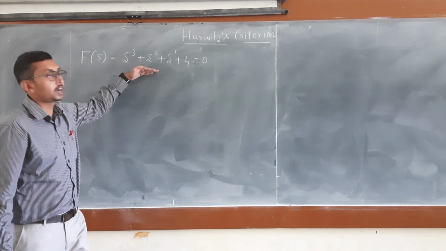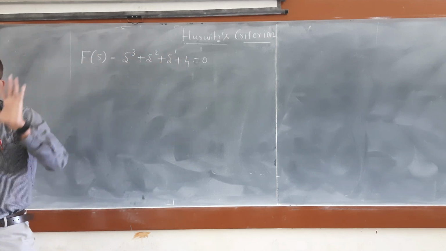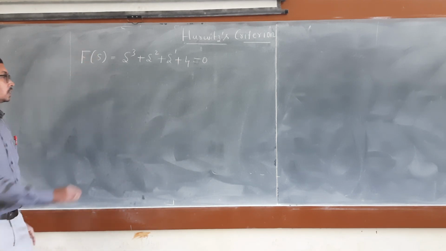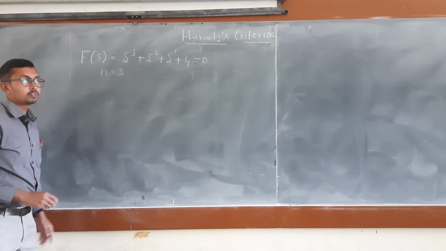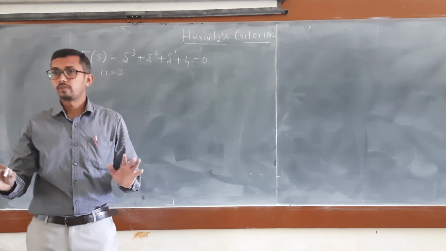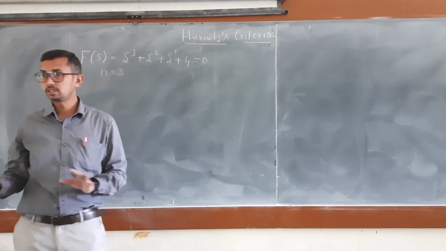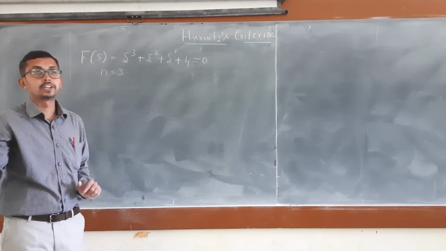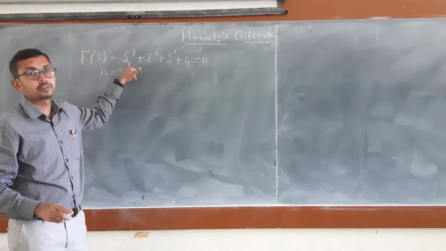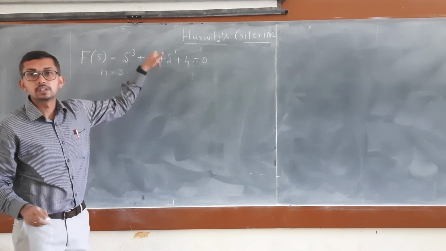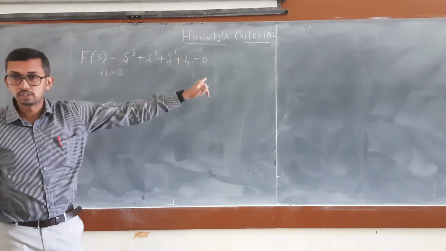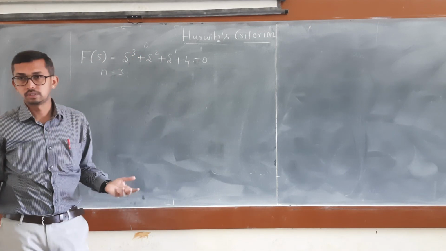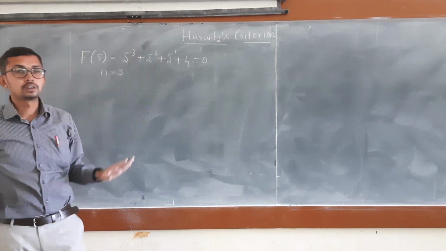Now with the help of this characteristic equation, we are going to form the main matrix. Before that, we should know the highest power. So n is equal to 3. Therefore, the matrix size will be 3 cross 3. Is it clear? Yes, sir. And what are the conditions? None of the terms should vanish. After s to the power of 3, we need to check that s to the power of 2 is there, s to the power of 1 is there, and s to the power of 0 is there. If any term is vanishing, you need to add it with the coefficient equal to 0. That's it. None of the terms should vanish.